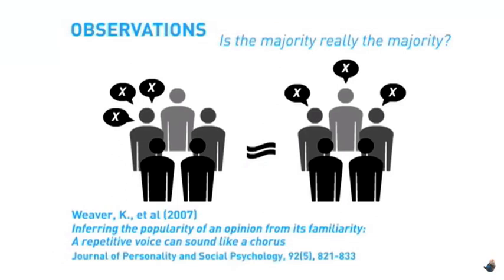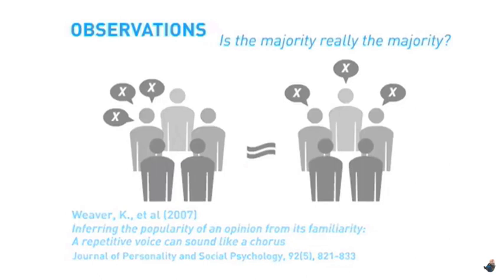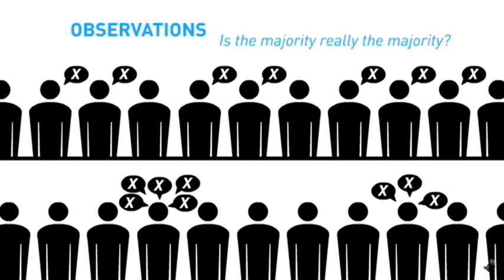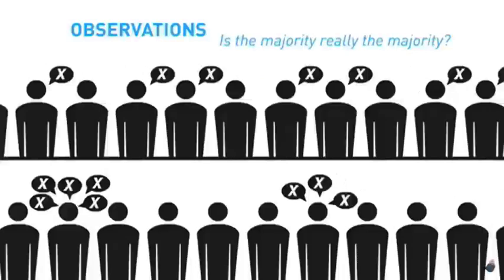In a 2007 study into how we assess group opinion, Weaver and colleagues found that hearing an opinion repeated three times by the same person in a group had almost exactly the same impact as hearing the same opinion expressed by three different people in a group. Weaver argues that we assess an opinion's popularity by how familiar it is to us, how many times we've heard it. And unfortunately, our brains don't always distinguish between an opinion expressed by many individuals and an opinion merely repeated by the same few.